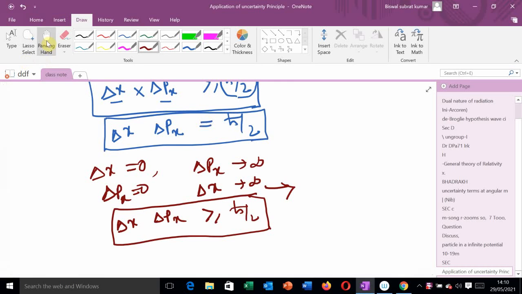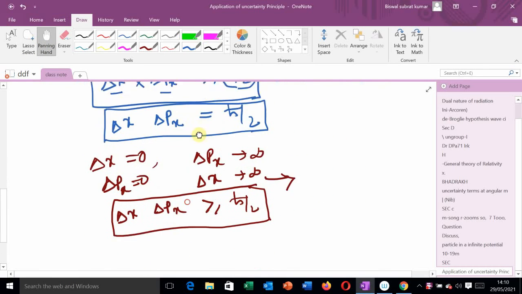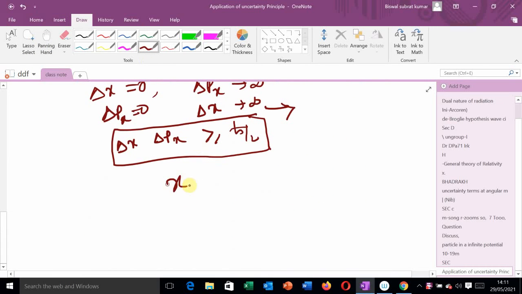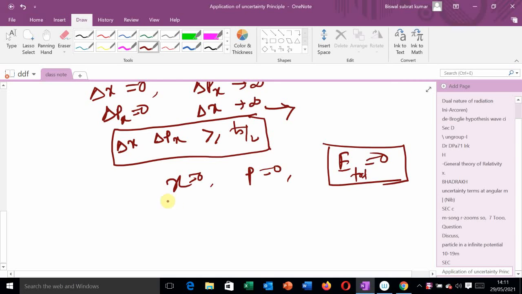Now you see, in classical mechanics the minimum energy occurs at x equal to 0 and p equal to 0, at which the total energy E is actually 0. But according to quantum mechanics, x cannot be measured exactly, so you cannot put the value of x exactly 0. Similarly, you cannot put the exact value of the momentum as 0 also. This is not possible in quantum mechanics. There will be at least some minimum uncertainty, so uncertainty cannot be 0.